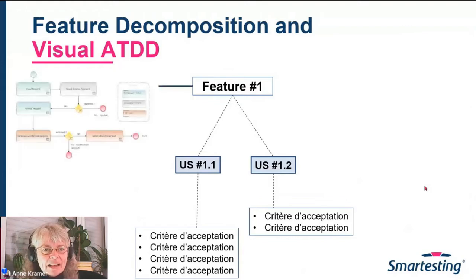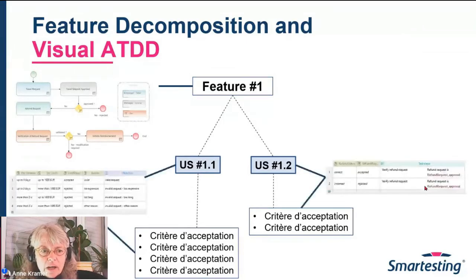Then the workflow, the visualization, is at the level of the feature, because it describes really a high level view of your system. The tables you have are at the level of the user stories and at the acceptance criteria. And this is the major difference to BDD.